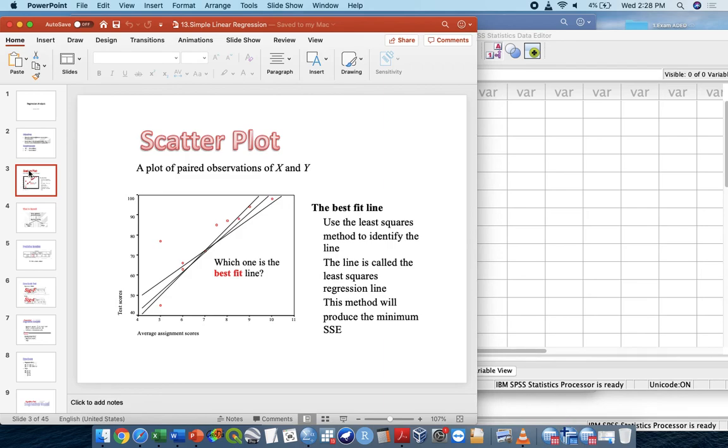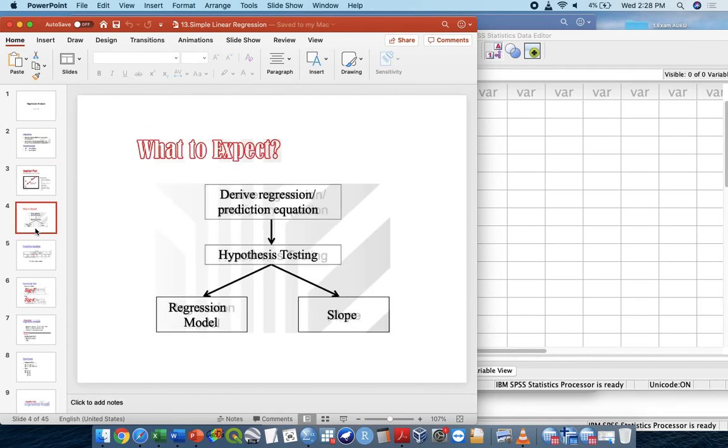You got what I mean? Try your best to understand and listen carefully. If you feel it needs to be repeated over and over again, please let me know. Okay, inside your regression analysis, you are going to derive the regression equation and prediction equation. You are going to test the hypothesis. This is why I stated over there.